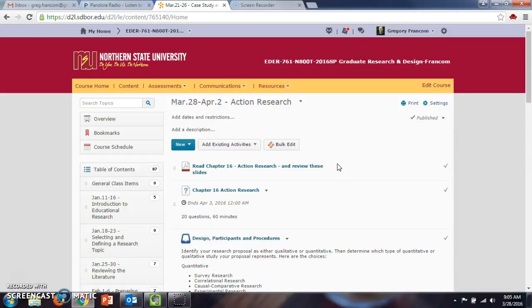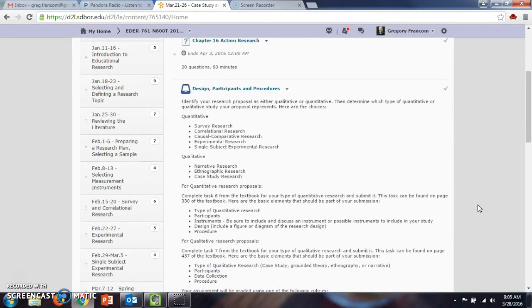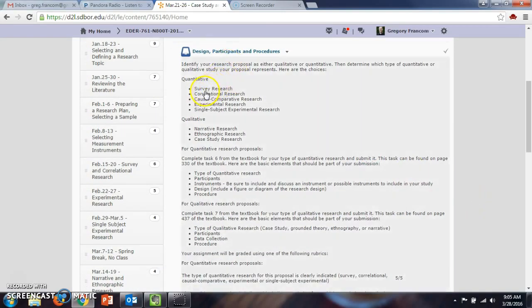So in order to do this assignment, you have to identify your research proposal as either qualitative or quantitative, and then determine which type of quantitative or qualitative study your proposal represents. So if you're going to choose quantitative research, you're going to want to choose one of these five items: survey, correlational, causal comparative, experimental, or single subject experimental research. So it's got to be one of these. It has to fit within one of these molds for this class.